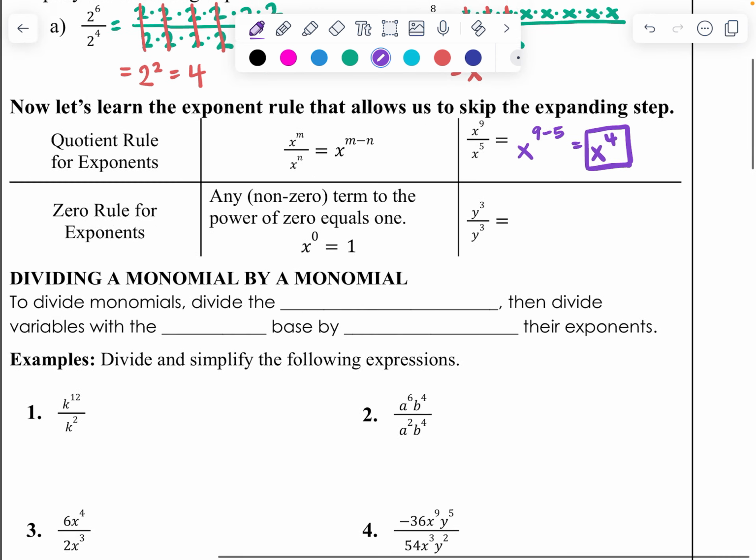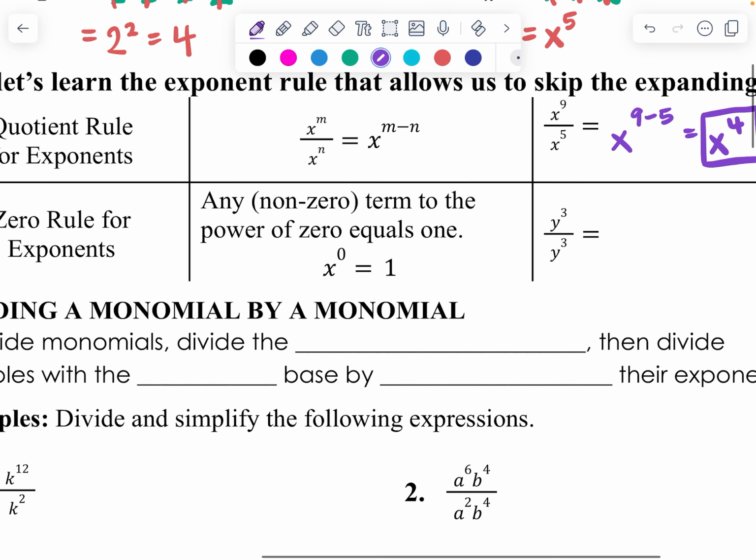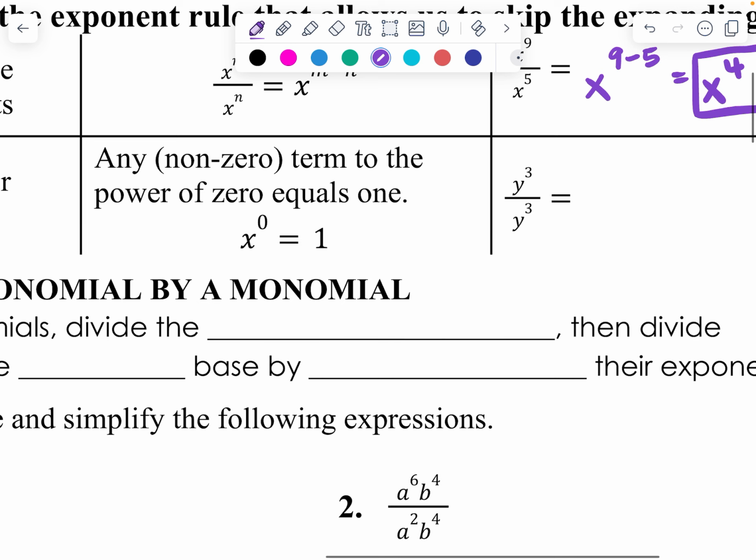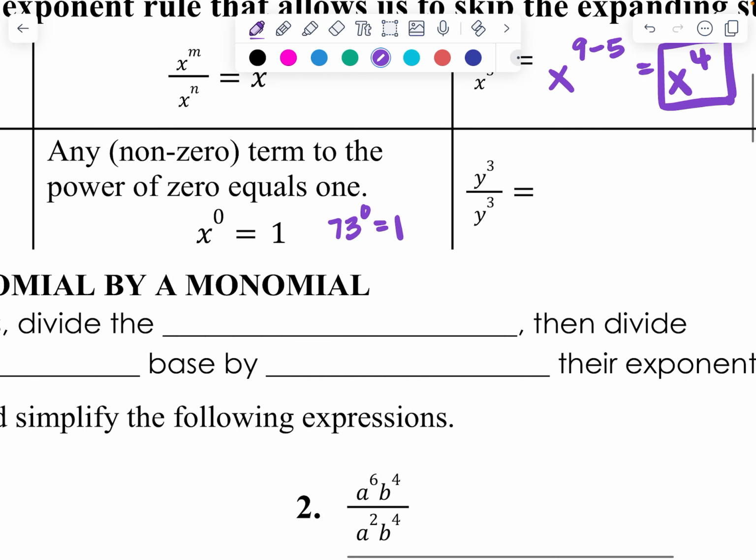We also need to remember that any non-zero term to the power of 0 equals 1. Anything to the power of 0 equals 1. So if we have 73 to the power of 0, that equals 1. Any number to the power of 0 equals 1.